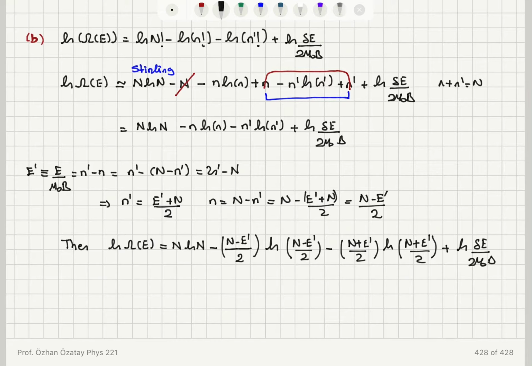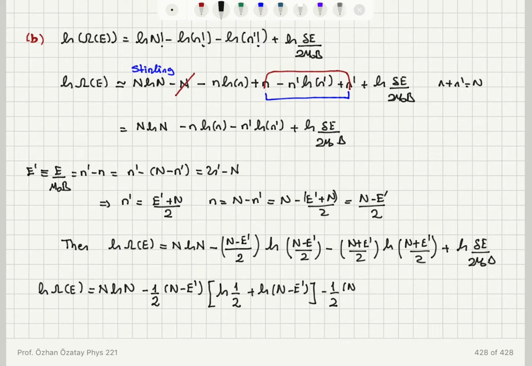Okay, so if we continue this calculation, we can write this as ln omega E is equal to capital N ln capital N minus 1 over 2 parentheses capital N minus E prime, and then I have natural logarithm of 1 over 2 plus natural logarithm of N minus E prime, and then we have minus 1 over 2 parentheses N plus E prime, parentheses natural logarithm of 1 over 2 plus natural logarithm of N plus E prime, and then we have natural logarithm of delta E divided by 2 mu 0 B.